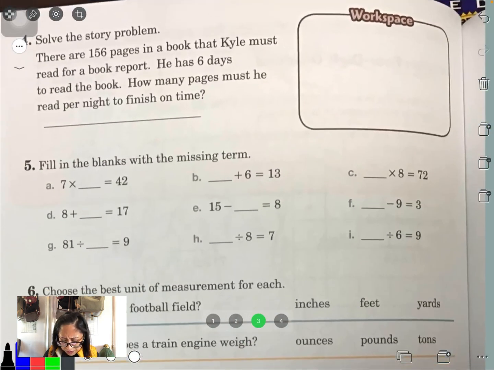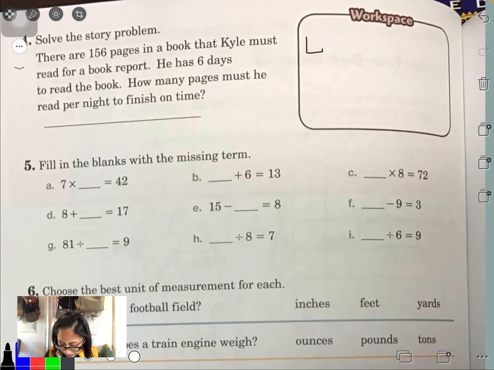There are 156 pages in the book that Kyle must read for a book report. He has 6 days to read the book. Oh wow, 156 pages in a book, and he only has 6 days to read it. I think Kyle can get there, but Kyle's got to be disciplined, which means he can't play around, he can't watch a lot of YouTube. He has to actually sit down and read these pages of the book. So if he stays the course and he stays focused, he'll finish this book in 6 days.